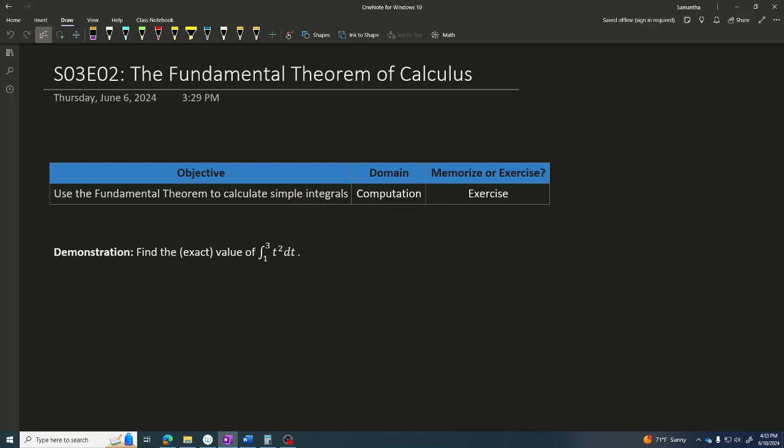We found yesterday that there's actually a very sneaky connection between those two ideas, that in some sense the derivative and the integral were opposites of each other, that if you took an integral and then took a derivative, they kind of canceled each other out. Today we are going to talk about how to use this idea to calculate integrals more quickly in certain situations.